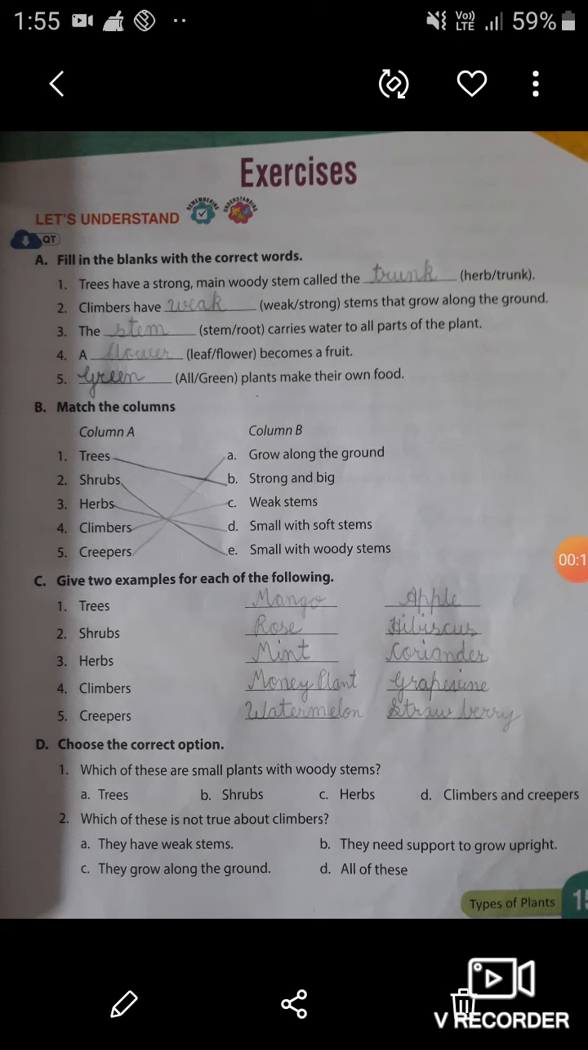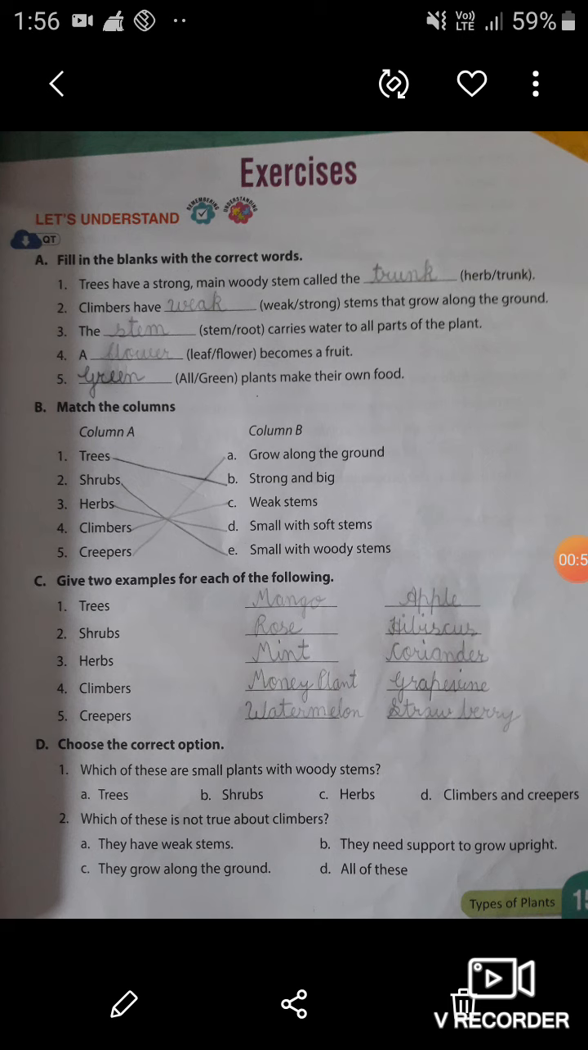So, students, today we are going to do the exercises of chapter number first, that is types of plants. So, students, in our previous video, we studied about types of plants, parts of a plant, and green plants make their own food. Before starting the exercises, let's have a quick overview of this chapter.